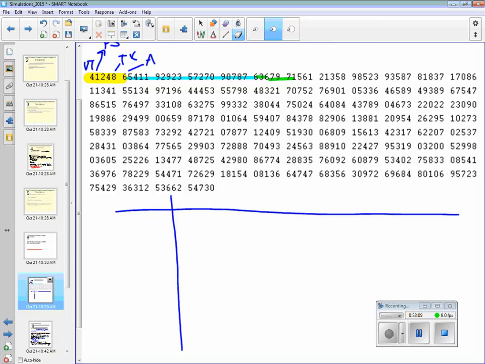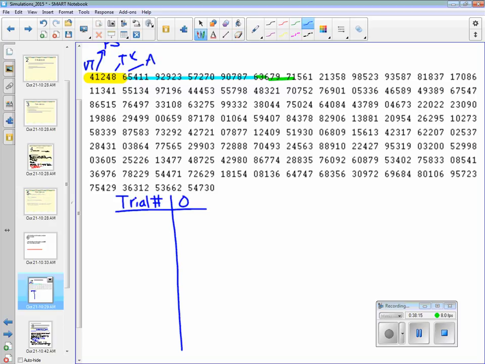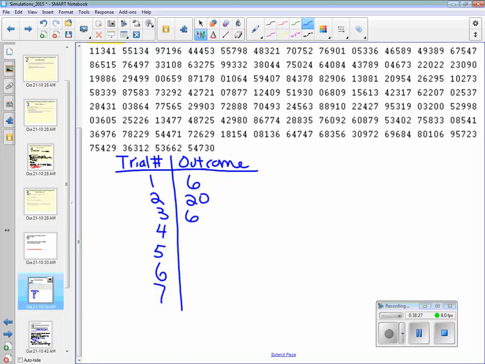Well, it doesn't really need to be that big. Okay, so we're going to say trial number and then the outcome. Trial 1 had 6. Trial 2 had 20. Trial 3 had 6. I want you to do all 10. Okay, and I'll pause it and you guys finish it out for us.